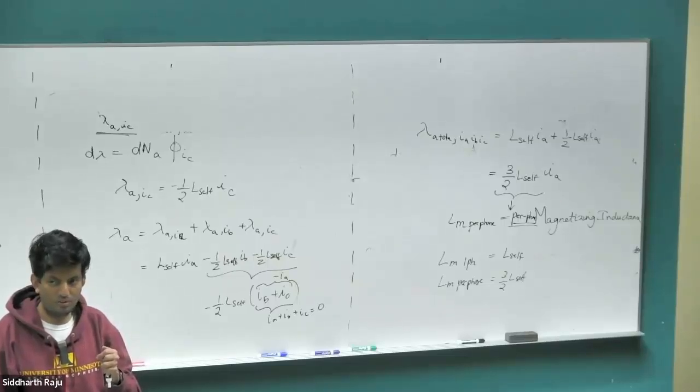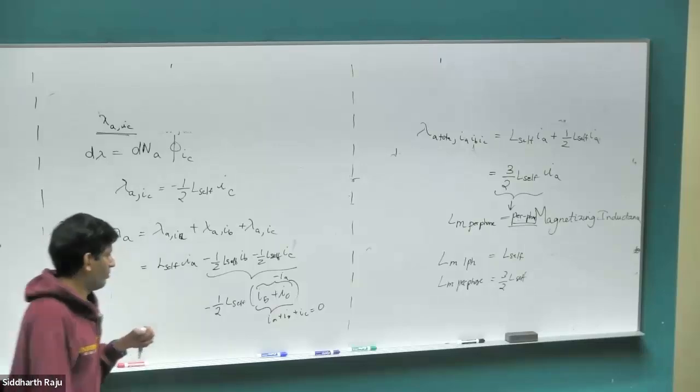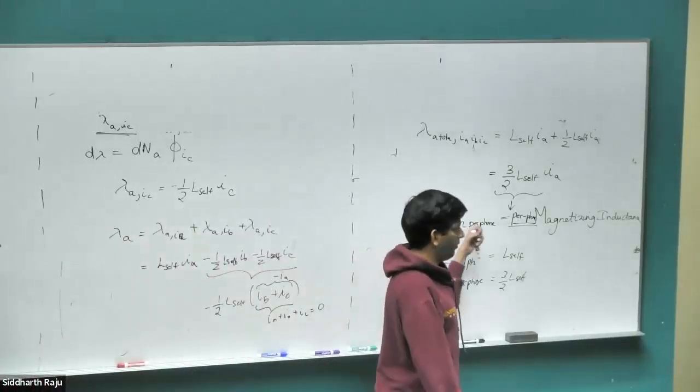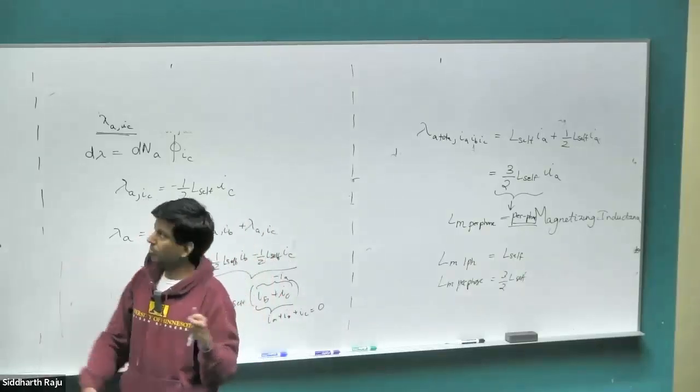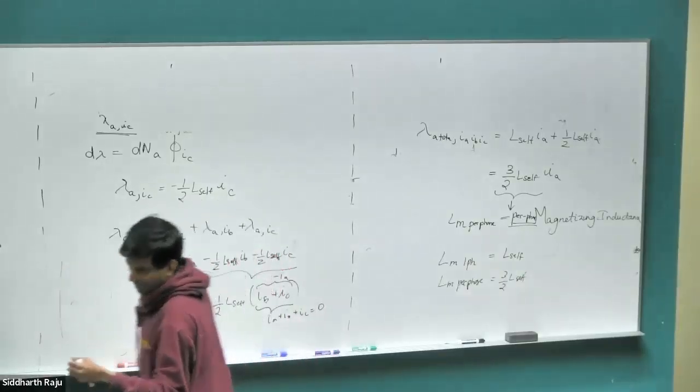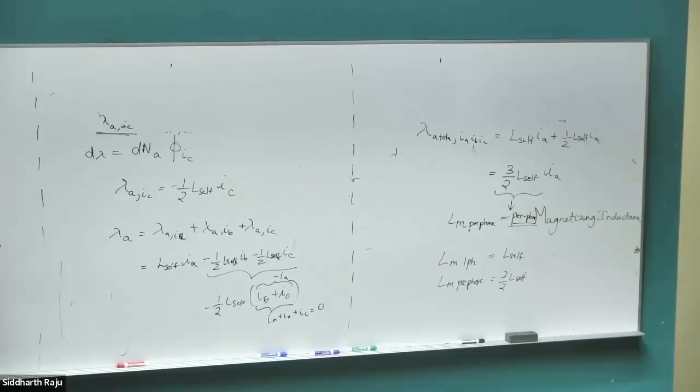Jonah, you want to take a guess? Should be the same, right? So it's going to be exactly the same, because whatever we calculated is just for A phase, but the motor is exactly symmetric. So when we do it for B and C phase, our expression is the same.